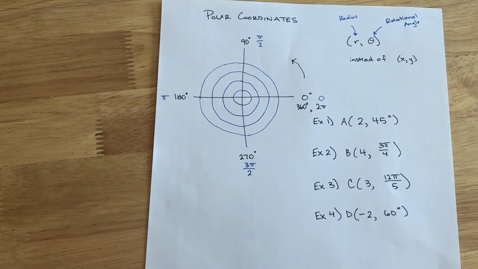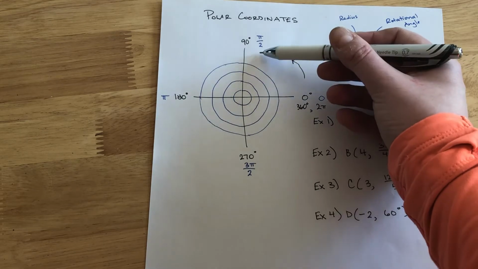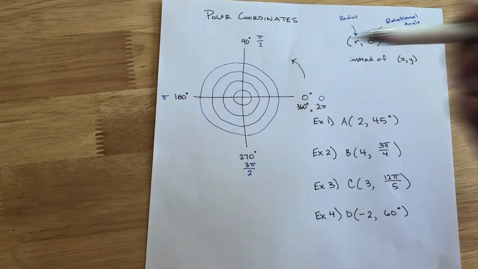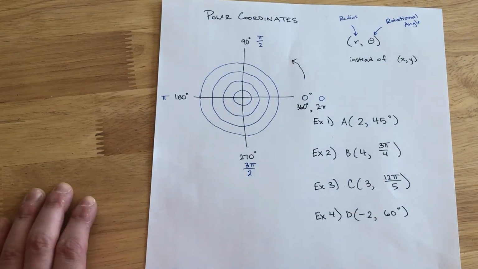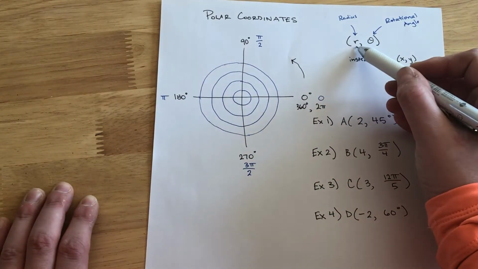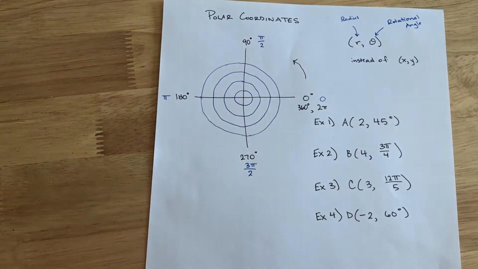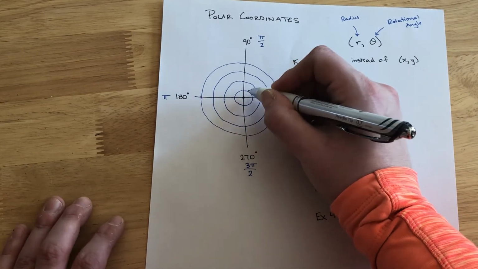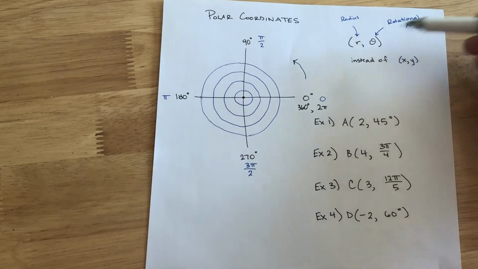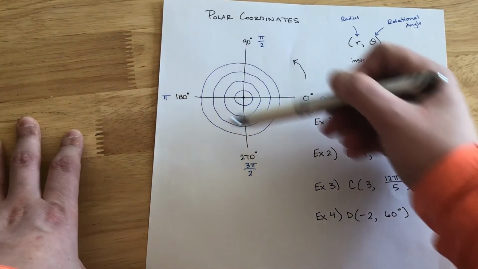So in the coordinate plane, we typically use x and y. That tells us how far to go left and right on the x-axis, and then how far to go up and down on the y-axis to put us in that two-dimensional space. But in the polar coordinate plane, we actually use r and theta instead of x and y. So r tells us the radius, how far away from the origin or the pole to go out, and theta tells us what rotational angle we need to be at on these circles.